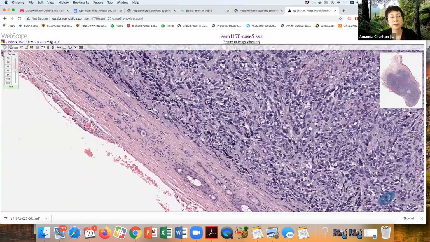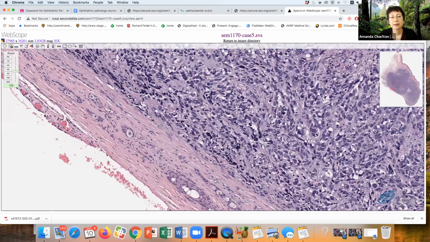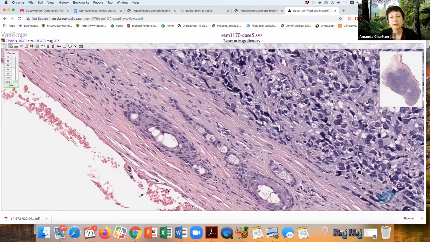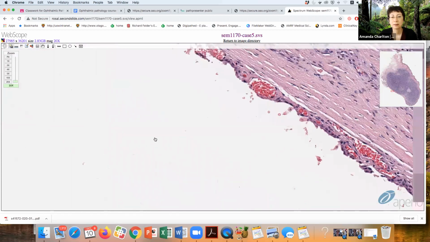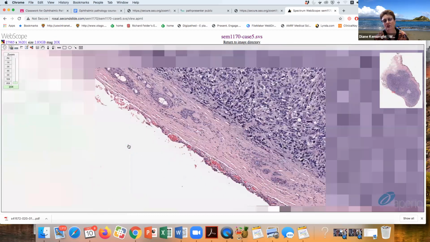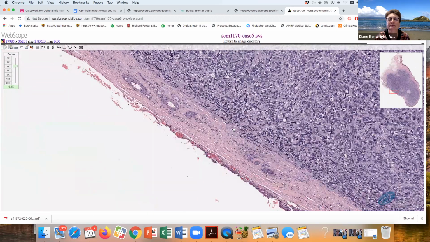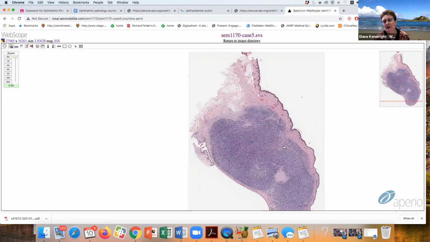While we're on the low power and the normal anatomy, can you show us how you know it's the eyelid? Because the eyelid should have some skeletal muscle in it. Where's that? Yeah, so I think that's been subsumed by the tumour. It's, I think, a little bit up the top there. But the rest of it has been eaten up.